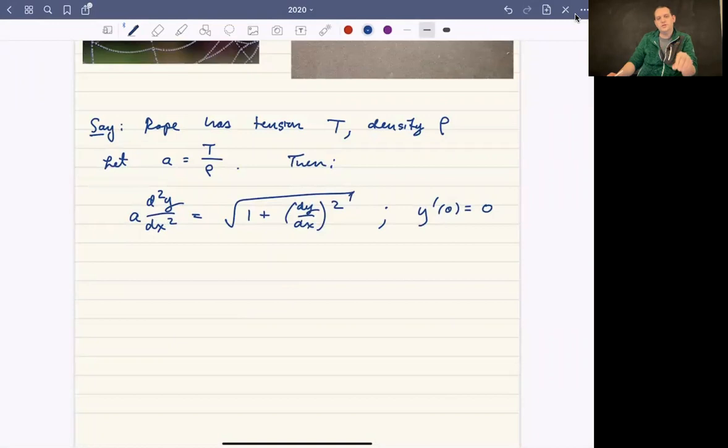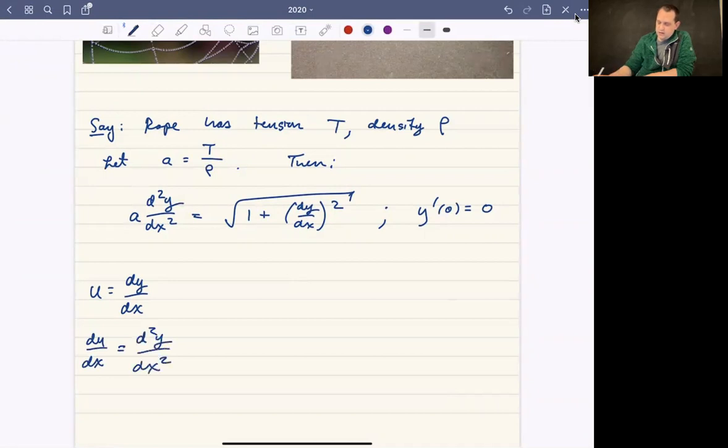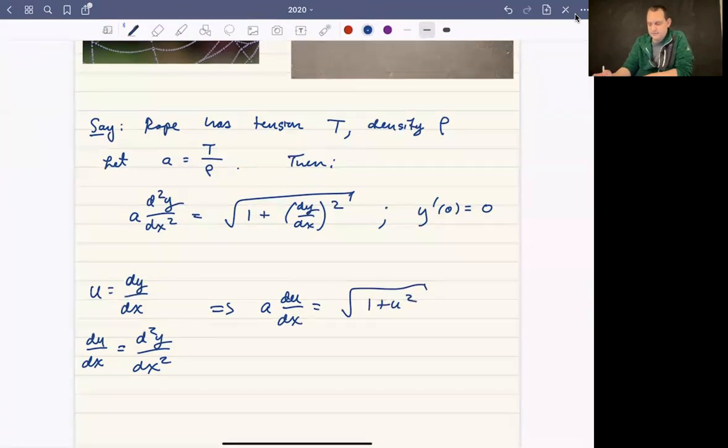And even though this looks like a second order differential equation, this is actually a first order differential equation that you can solve with substitution. The substitution we're going to make is that u is dy/dx. And if u is dy/dx, then du/dx is the second derivative. And it turns out that that's going to imply that our differential equation is going to become a du/dx is equal to the square root of 1 plus u squared. This is separable now. Remember, a is a constant.